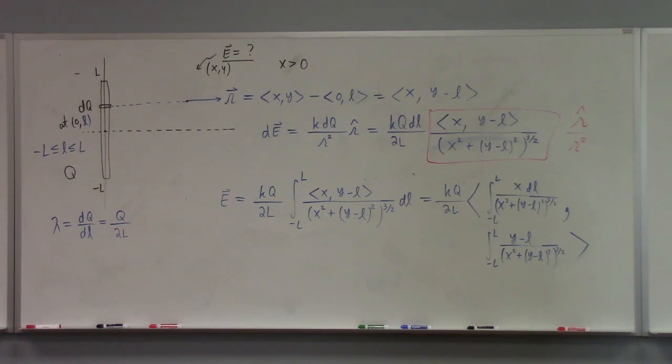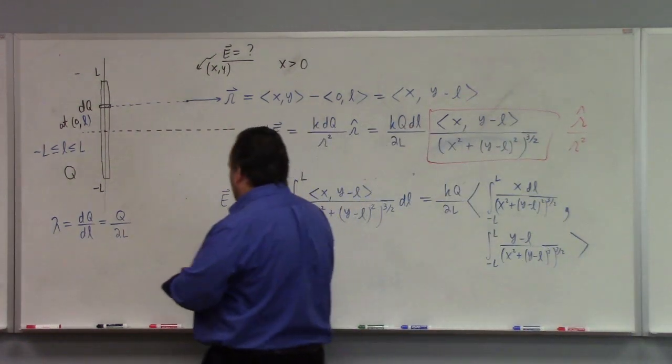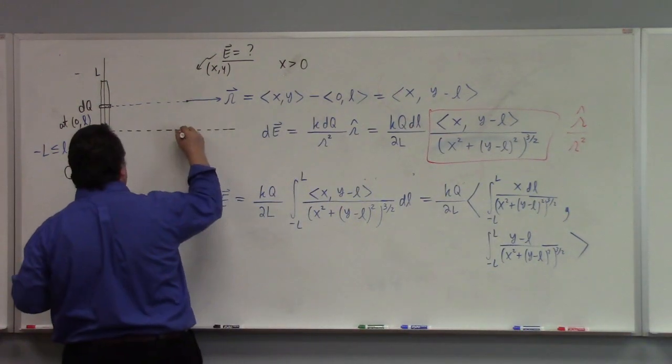But if y was 0, you would just do the first integral and then have y equal to 0. So you're asking, what special case? What if y is equal to 0? What if the field point is like here? Yeah.